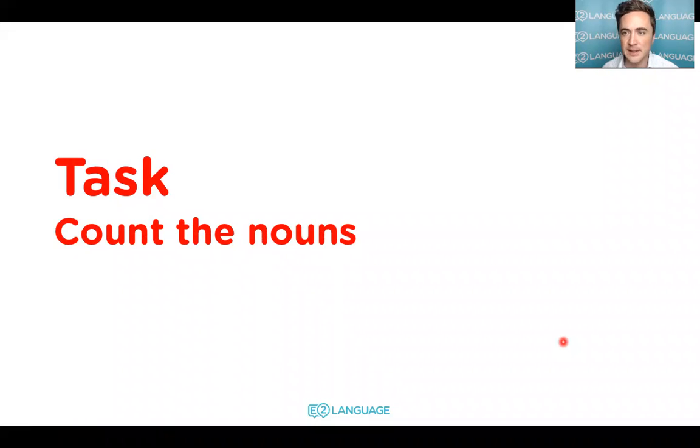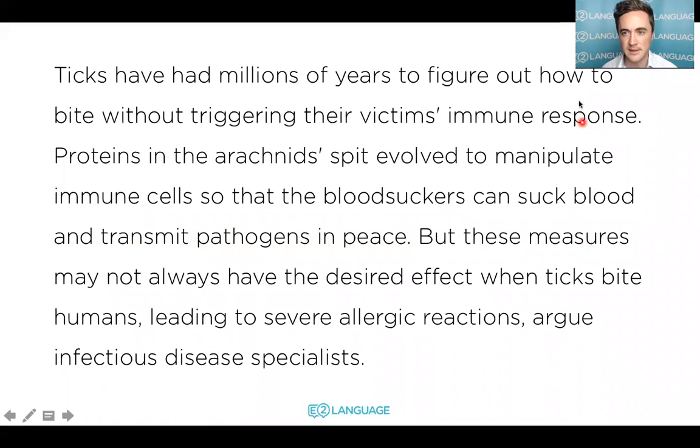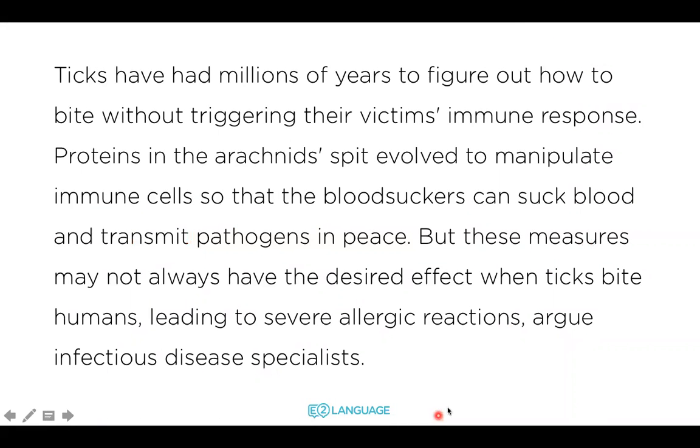I'm going to show you another text. I want you to count the nouns. Don't identify them. Just run the trick in your head. The word, the word, the word, the word. See how many nouns you can find, okay? Whoever gets it right gets an ice cream.